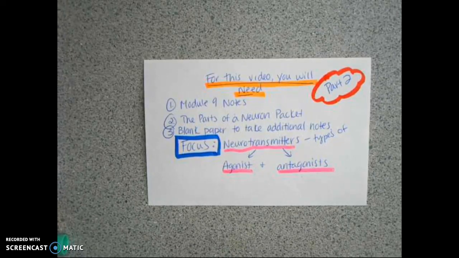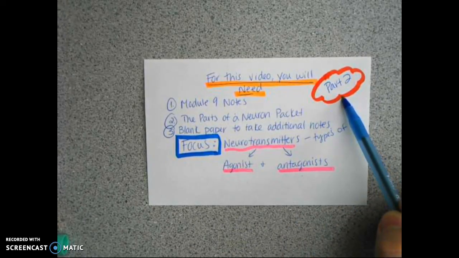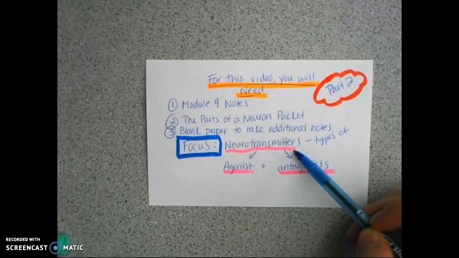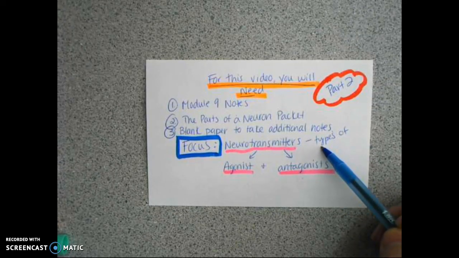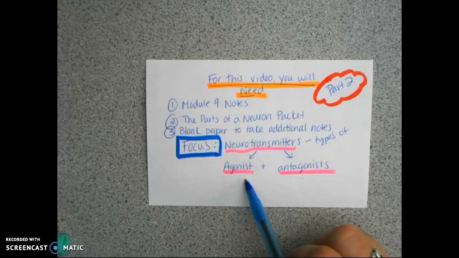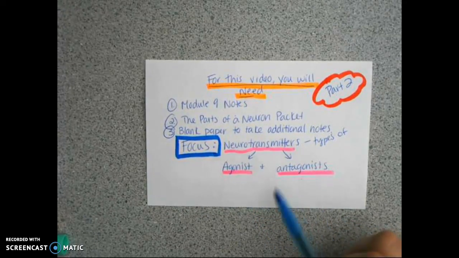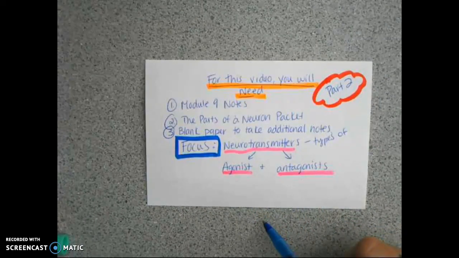Okay, we are back for part 2 of our video since I ran out of time on the last one. We got through neurotransmitters and types of neurotransmitters in the last video, but we have to wrap up our discussion of how agonists and antagonists work. So once again, make sure you have your Module 9 notes out.